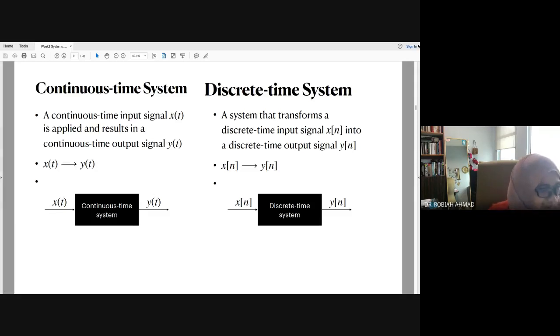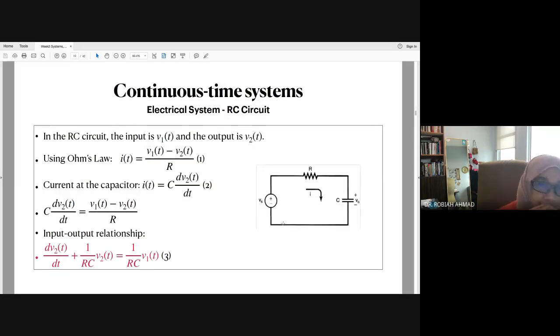Whereas the discrete time system is a system that transforms a discrete time input signal, in this case the symbol x[n], where n is the sample of time, into a discrete time output signal y[n]. So it is a bit different here. In our case, we will not look into discrete; most of our semester will be on analog or continuous time systems. The representation is shown in the block diagram here. Okay, so let us look at one example, which is the continuous time system.